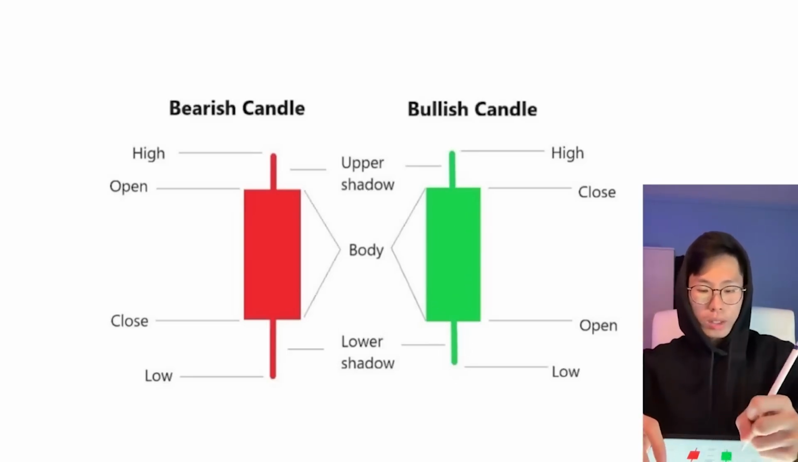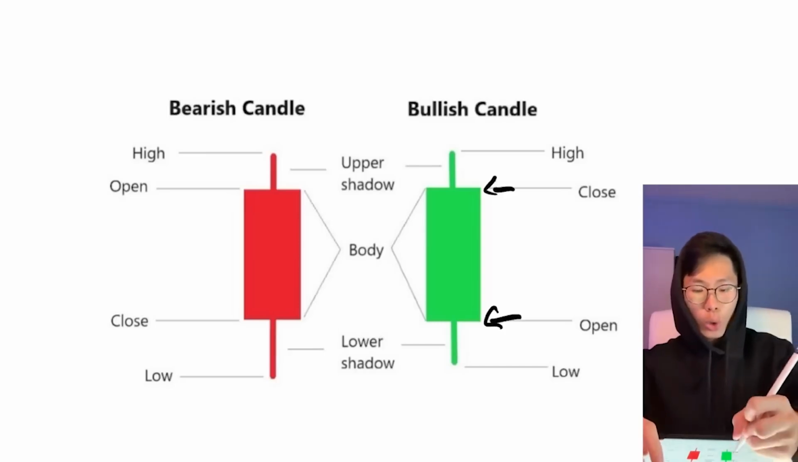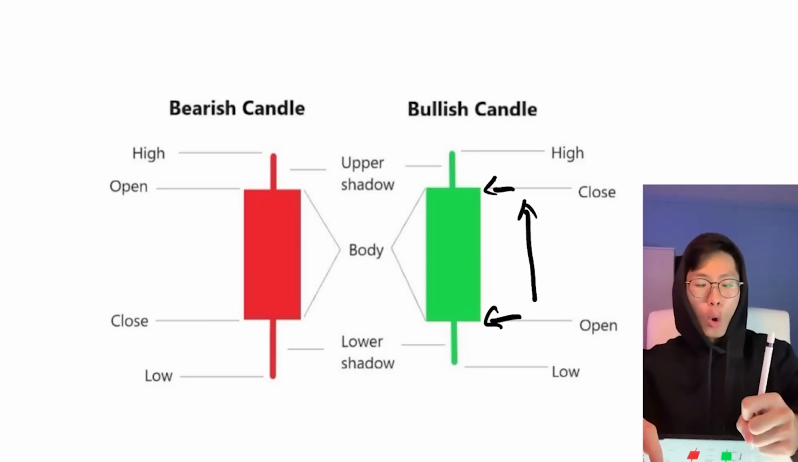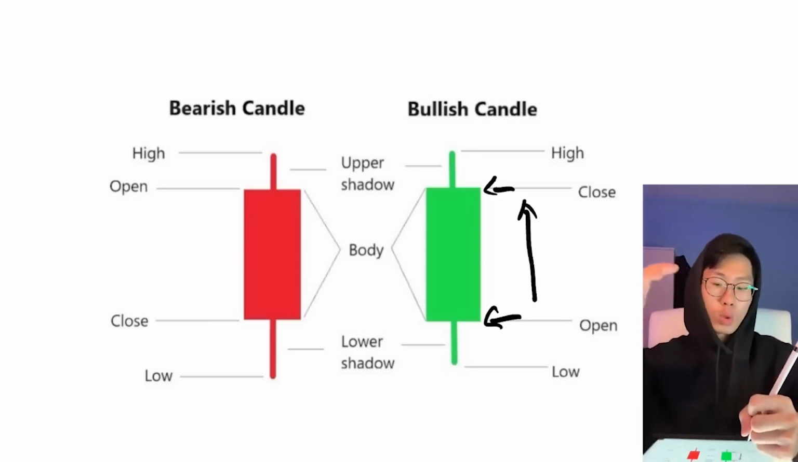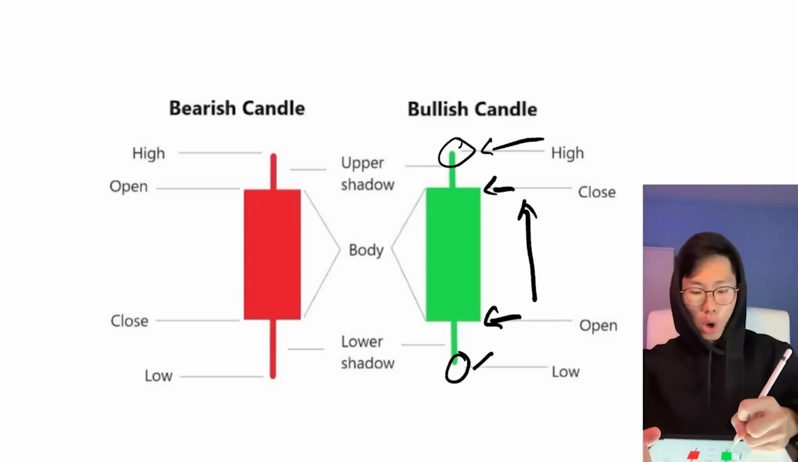So when you look at this, this is the open price and this is the closing price. You can see a bullish candle will close above where it opened, right? Because price is going up. That's why it will close above where it opened. And then this is what we call the highest point price went to, and this is the lowest point price went to when this candle is formed.